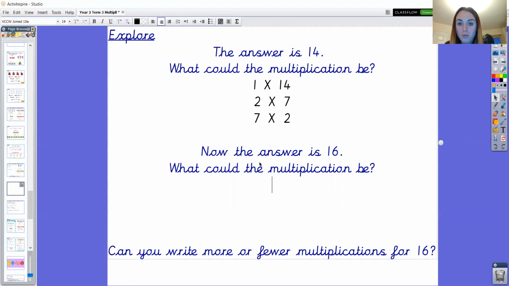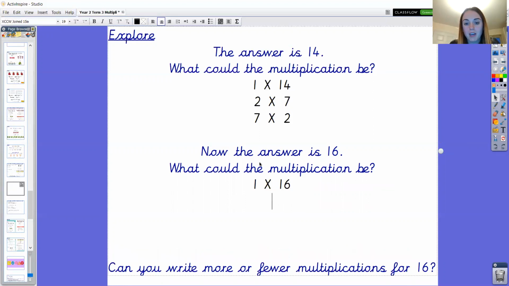So we're going to start with 1 lot of 16. Okay. Can we halve 16? Can we think of another double similar to the number 14? Think about your Learn Its. Well done. We can have 2 lots of 8s.